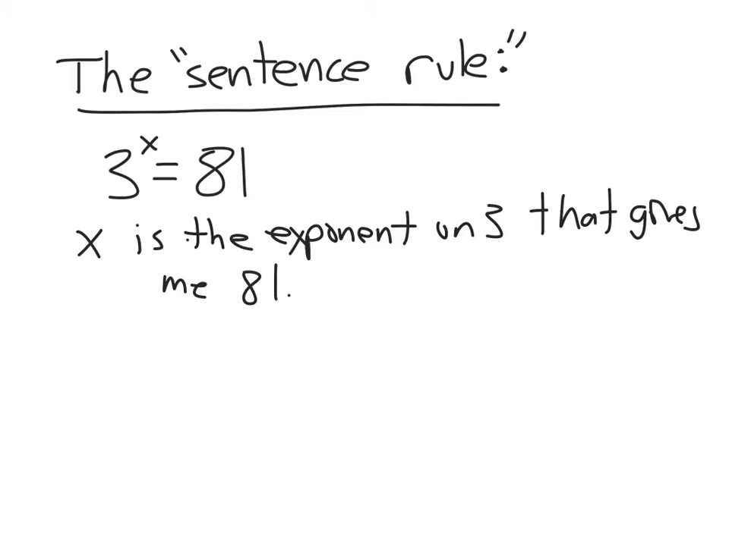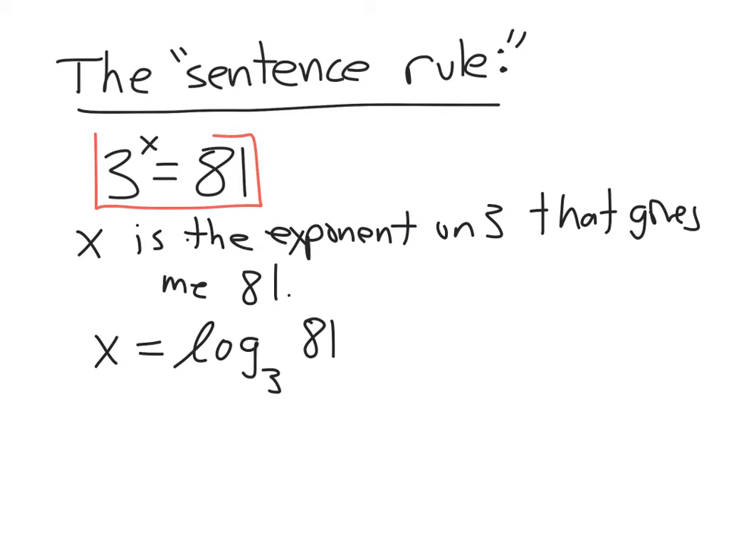And then when I rewrite this as a logarithm, I write it like this. X equals, equals being the "is", and then log has 3 letters. So I go the exponent on 3, that gives me 81. And now I have a logarithm. So this exponential equation and this logarithm equation mean exactly the same thing. I've transformed my exponential equation into the equivalent logarithm equation.